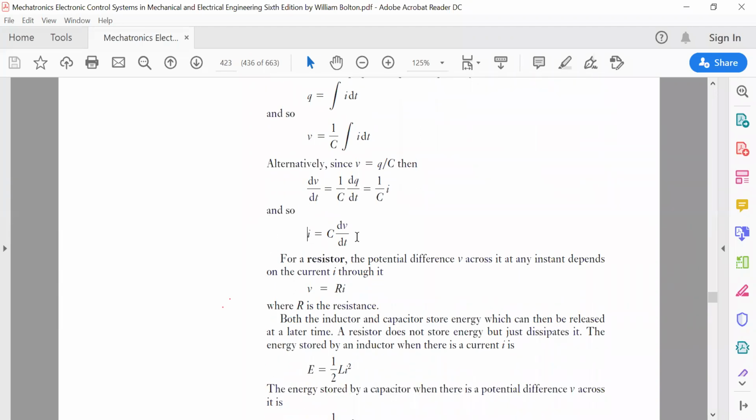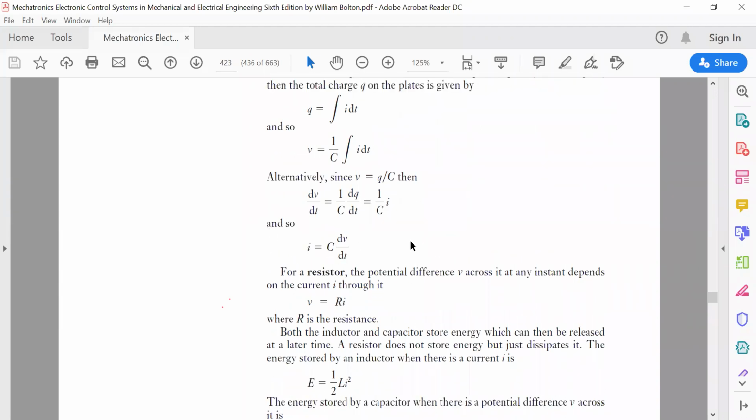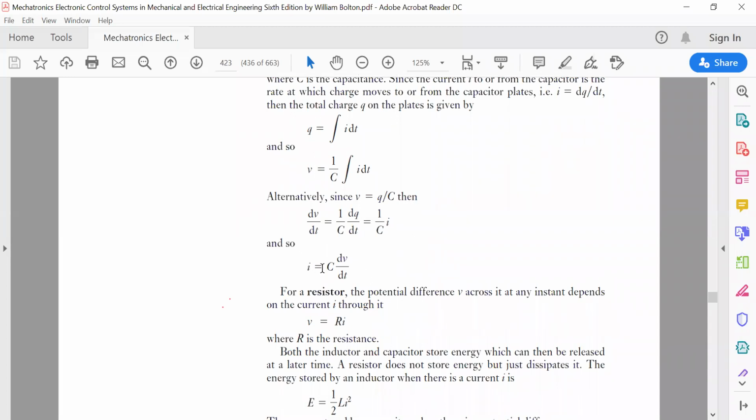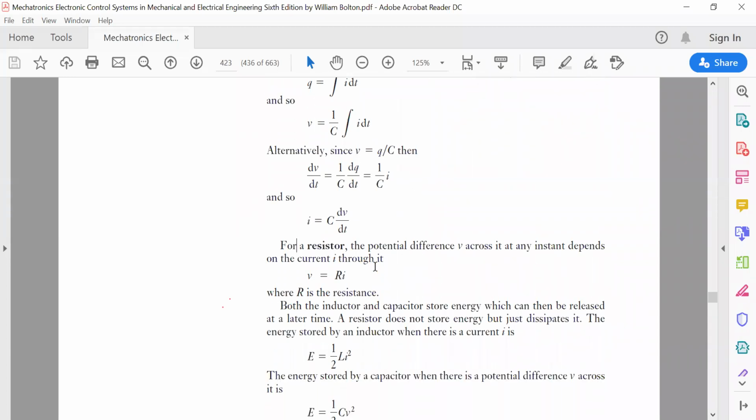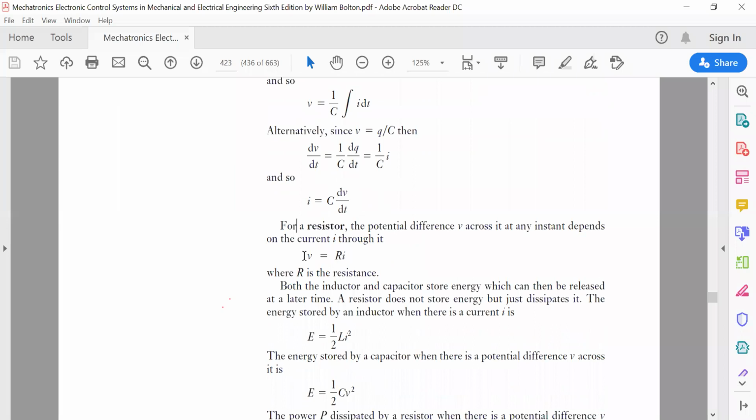So this is another representation for the capacitor. So you have the representation for the capacitor, for the inductance. Now we have got the resistance, which is much easier to deal with. V is equal to R times I.